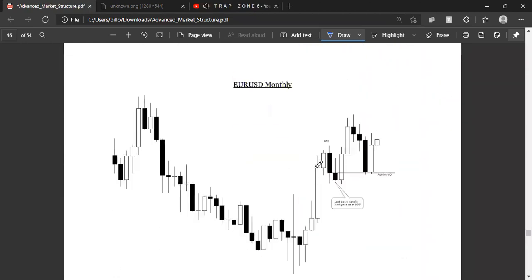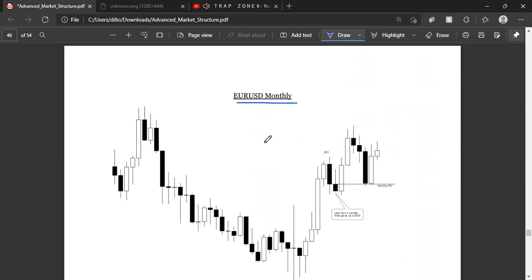Now, next example, Euro USD again on the monthly time frame.